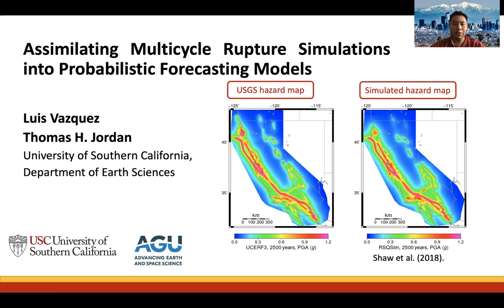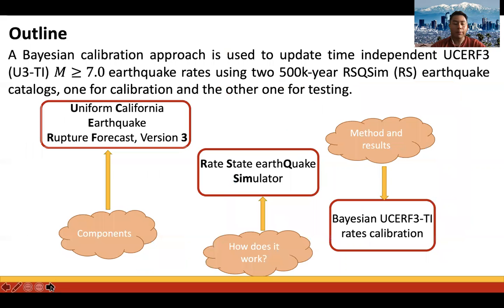In 2018, Shaw and others demonstrated that RSQSim could generate similar peak ground accelerations to those obtained from UCERF3. In this study, we're going to be using long earthquake catalogs generated by RSQSim in order to update the UCERF3 time-independent model. I will start describing the components of the Uniform California Earthquake Rupture Forecast version 3, and then I'm going to move on describing how RSQSim works and what we can get from it.